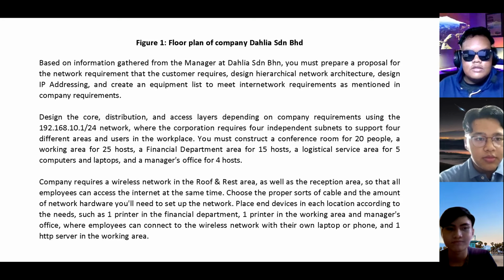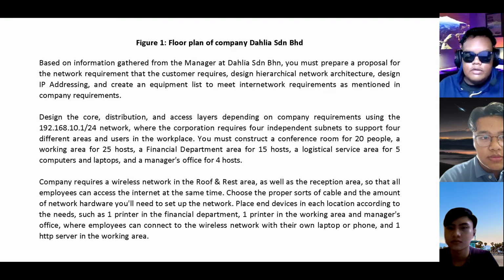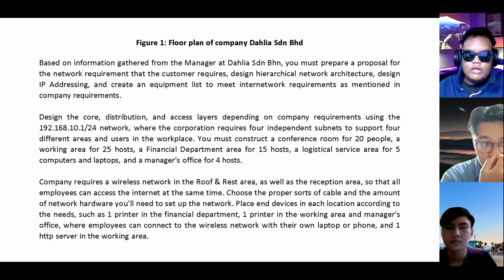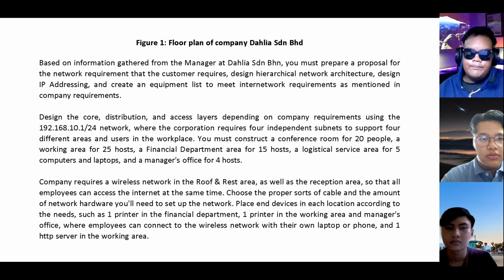The company requires a wireless network in the roof and rest area as well as the reception area so that employees can access the internet at the same time. Choose the proper sort of cable and the amount of network hardware you will need to set up the network. Place devices in each location according to the needs, such as one printer in the financial department and one printer in the working area and manager's office, where employees can connect to the wireless network with their own laptop or phone, and one HTTP server in the working area. Okay.